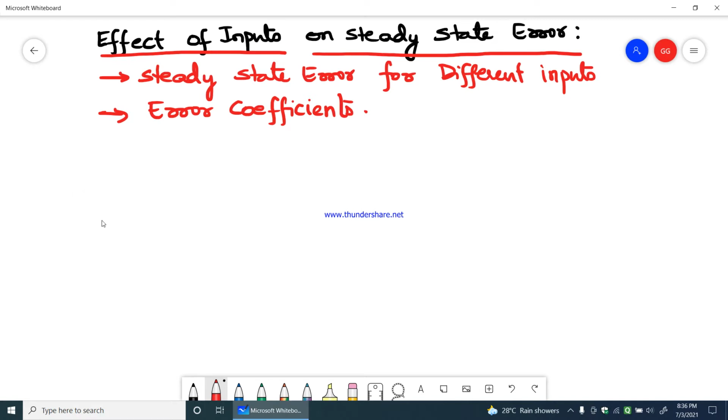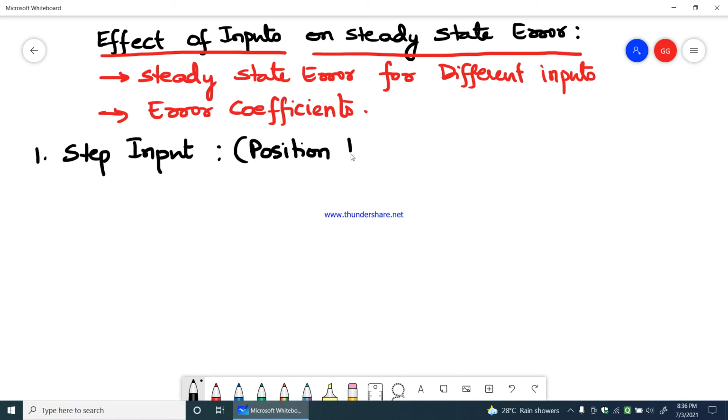Okay, so the first input is the step input. We call it the position function. I told you already in the previous video.